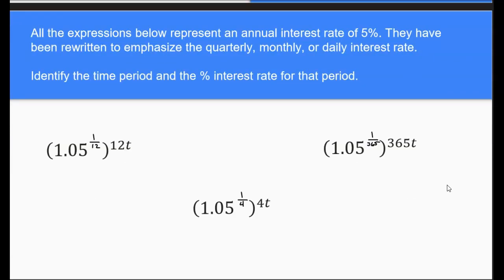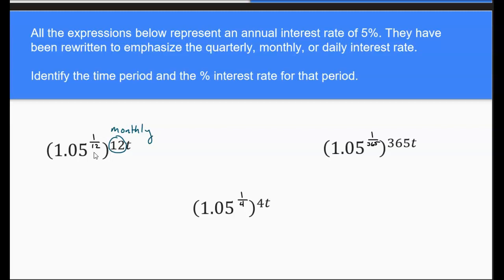So all the expressions below represent an annual interest rate of 5%. So we have that same old 1.05 base, but they've been written to emphasize the quarterly, monthly, or daily interest rate. And they're asking us to identify the time period and the percentage interest rate for that period. So let's look at this first one. 12t, 1 over 12 and 12t. Remember, if we multiply these, we'll get 12 over 12, which reduces to 1, and it'll just go away. What does this number imply about the time period? We know there are 12 months in a year, so this is going to be a monthly interest rate.